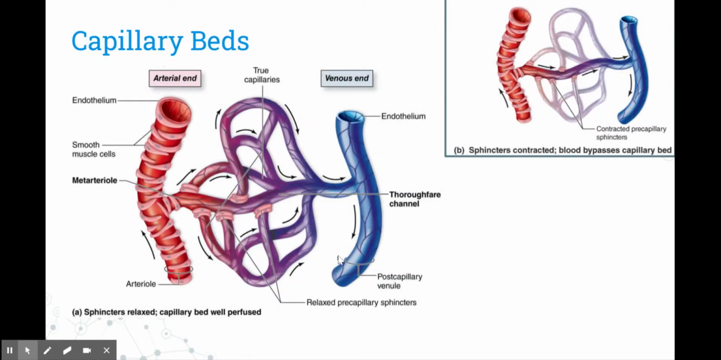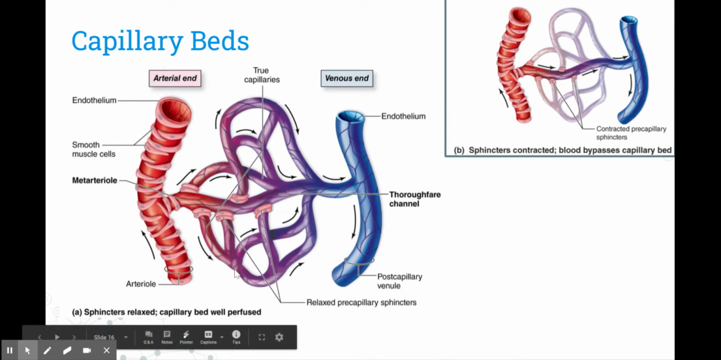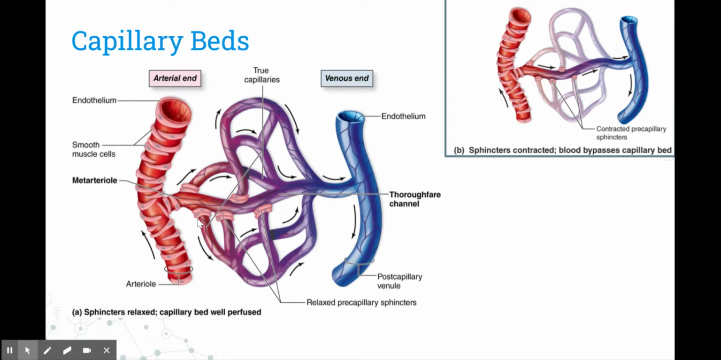Now, a capillary bed is just a cluster of different capillary vessels all together. They're very common in muscles, in organs, and also underneath your skin. Capillary beds have the ability to regulate the flow of blood through them, or to bypass the capillary bed altogether through this thoroughfare channel if necessary. There are sphincters at the arterial end of the capillary bed that can minimize, limit, or completely stop blood flow into the capillaries. Instead, blood would flow through this meta-arteriole, or thoroughfare channel, and bypass the capillary bed.